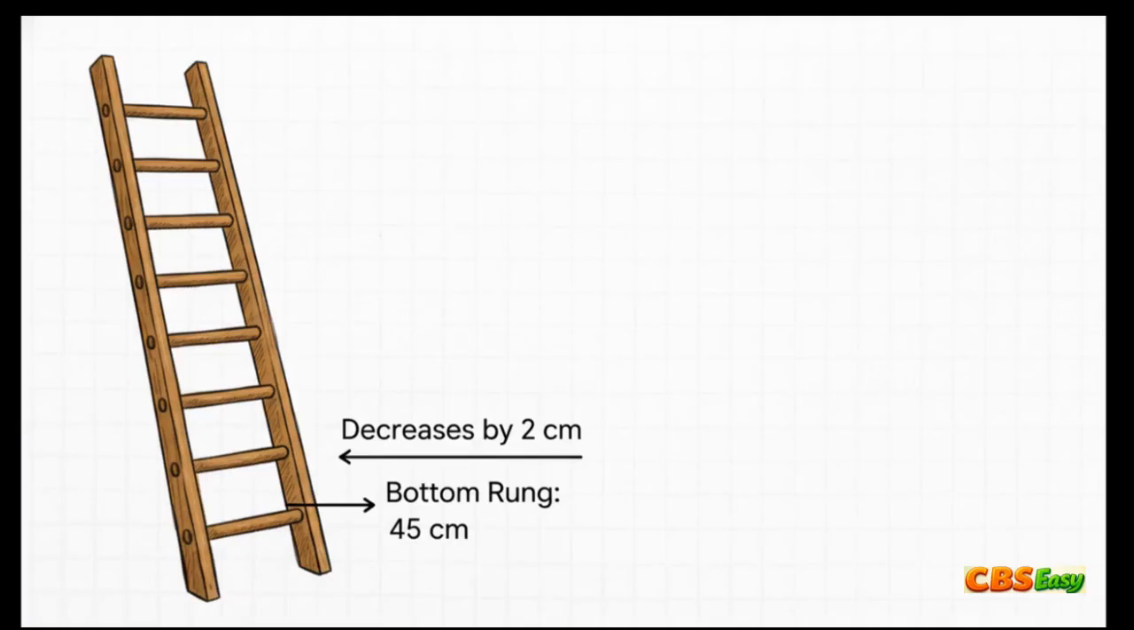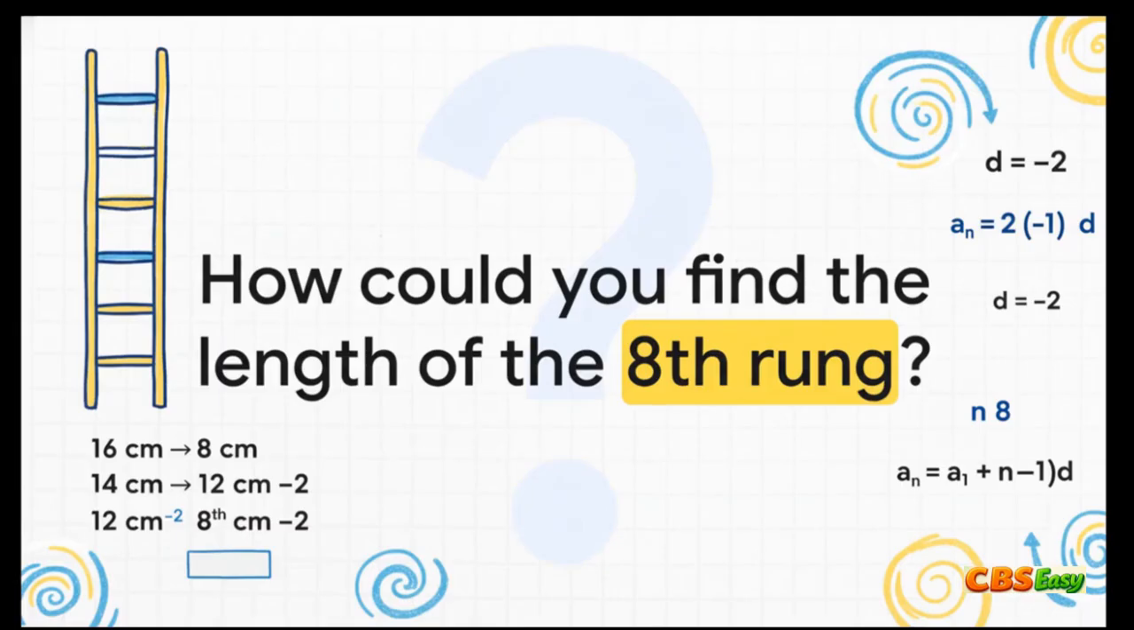Okay, so picture a ladder, but it's a special ladder. As you go up, the rungs get shorter, and they do it in a super predictable way. Each rung is exactly 2 centimeters shorter than the one right below it. And that very first rung, the one at the bottom, it's 45 centimeters long. So here's the question. Without pulling out a tape measure for every single rung, how could you figure out the exact length of the 8th one from the bottom?